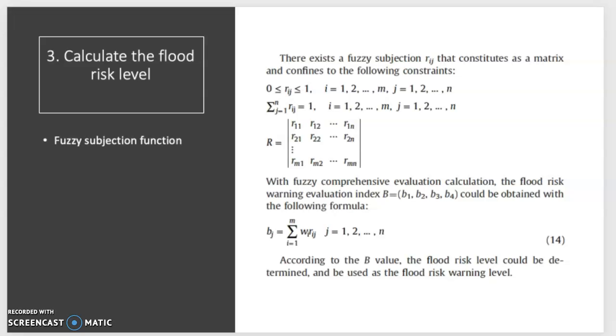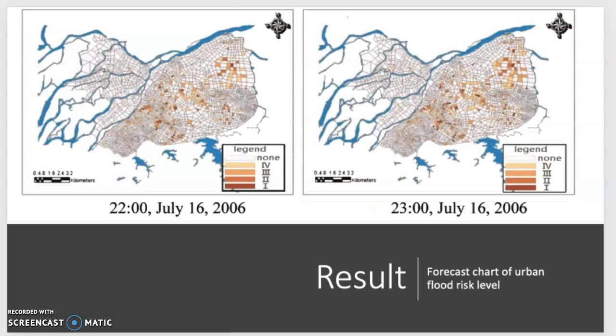Third step, the article uses the data from the second step to calculate the flood risk level. It uses a fuzzy subtraction function like these pictures. And last, we can get the result. It is the forecast flood risk level map, like these two. The first one is the forecast for 10 p.m. July 16, and the other one is the forecast for 11 p.m.